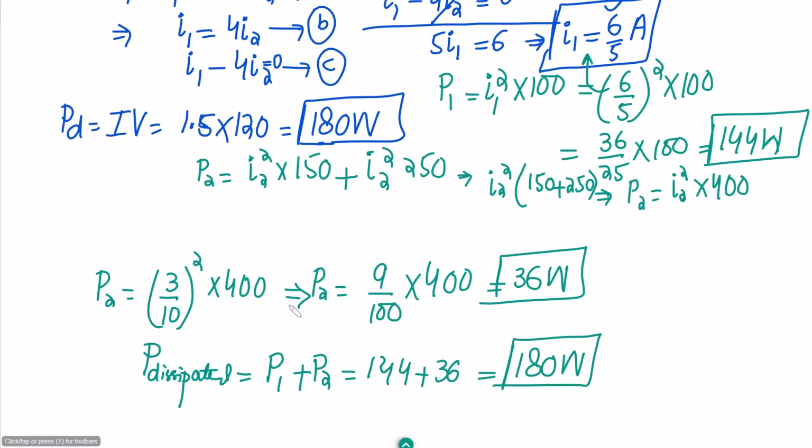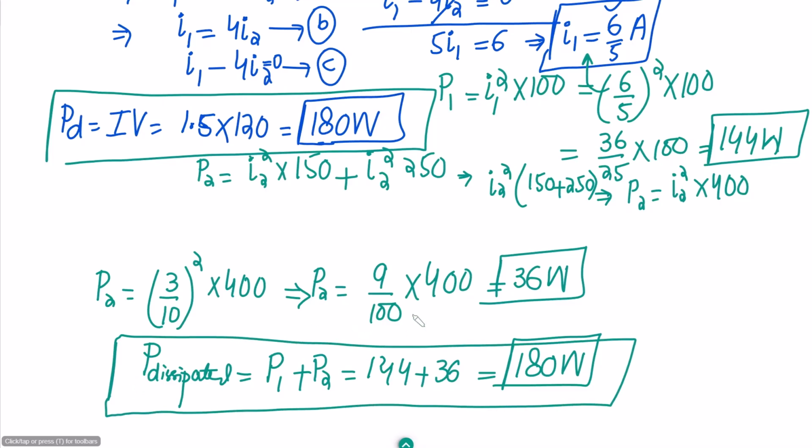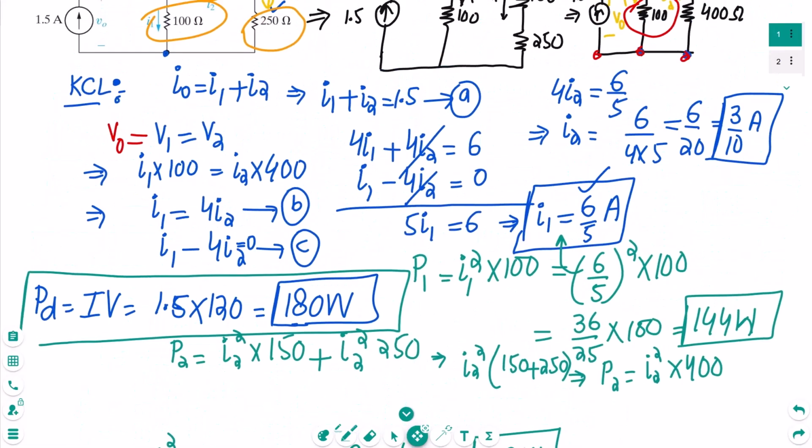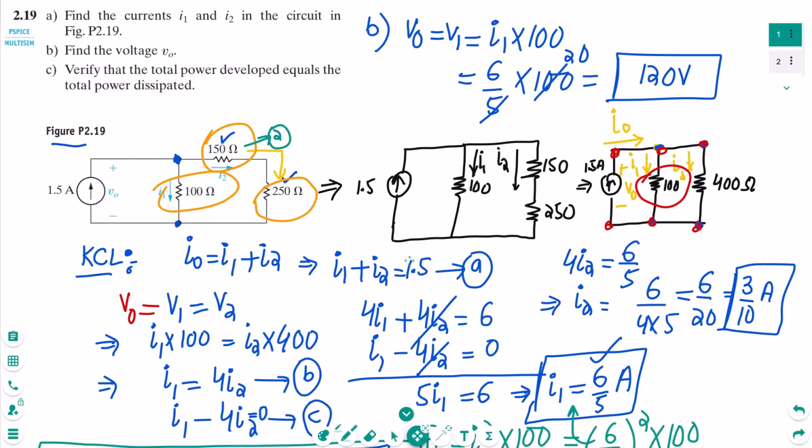So from it we have got this 180 watts, and therefore we can see that this is the power developed while this is the dissipated power, and both of them are equal in values. So what we have done today, we have solved question 2.19, and that is what we wanted to solve today.